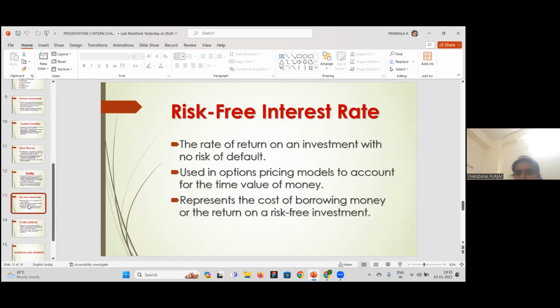And this is the risk-free interest rate. It represents the rate of return on a risk-free investment, where we get the rate of return with no risk of default. And we use this in the options pricing model to account for the time value of money.